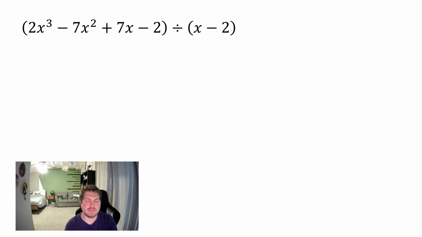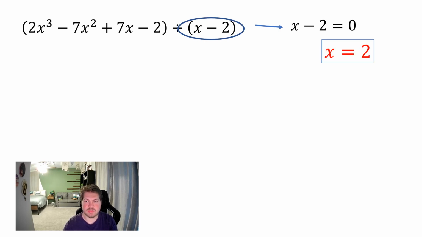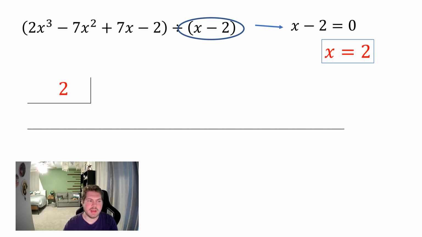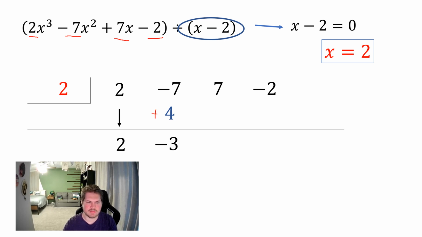All right. So here we're dividing by x minus 2. So we're just going to think, what makes that equal to 0? And if we plug in 2, it would make this 0. So 2 is going to be in our half box. And now we're just going to bring all of our coefficients down. So 2, negative 7, 7, negative 2. And then always bring the first one down. And then multiply. 2 times 2 is going to be 4. And add, negative 7 plus 4 is going to be negative 3.